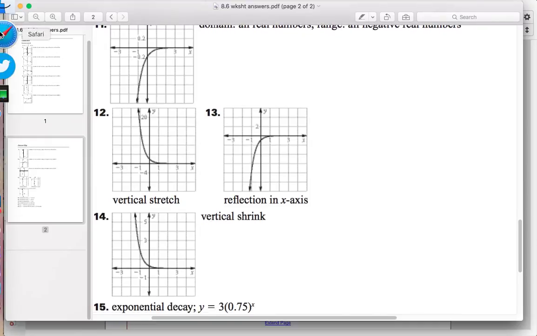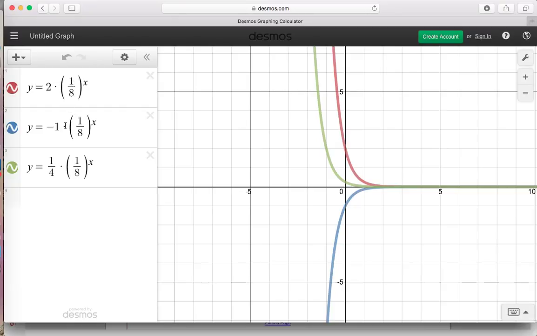I've actually done so in Desmos right here. So here's 12, and then 13 in blue, and 14 in green. And I want you to look at these. One thing to note is they all have the same growth factor of 1/8. They're all decay. That means they go to 0 in the long run. As you can see, they approach 0 over here on the right. However, they start at different places, and that's what makes them different.